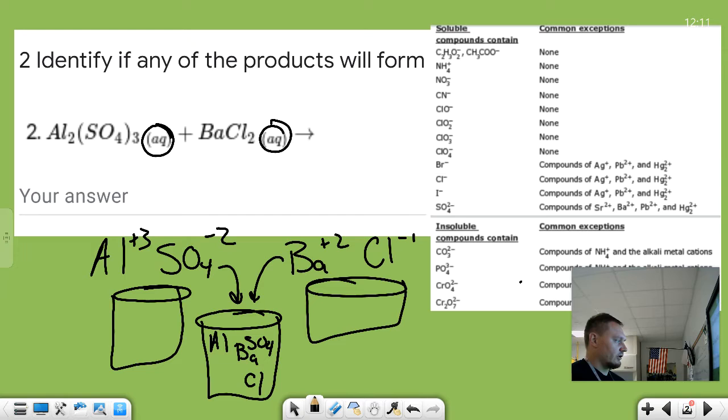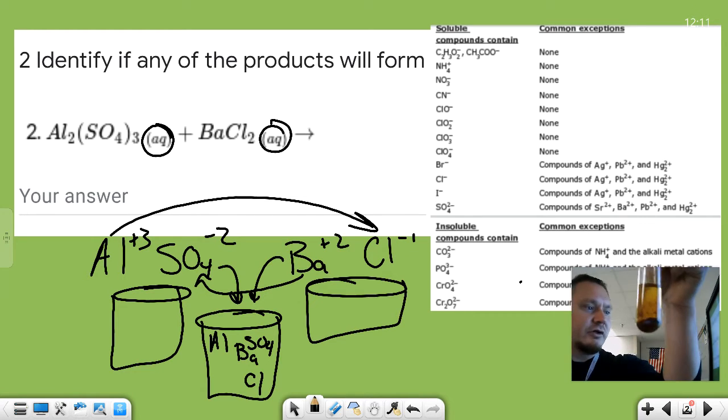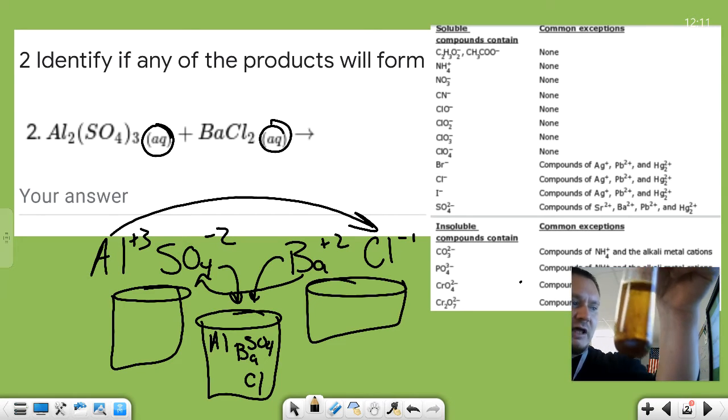Now, what can happen here is that some of these Al can combine with some of these chlorines, or there's also the potential for some of these bariums to combine with some of these sulfates. If they find each other and they are insoluble, they're going to form a precipitate, much like this here. You can see in this one the precipitate is formed at the bottom. So something like this could happen.